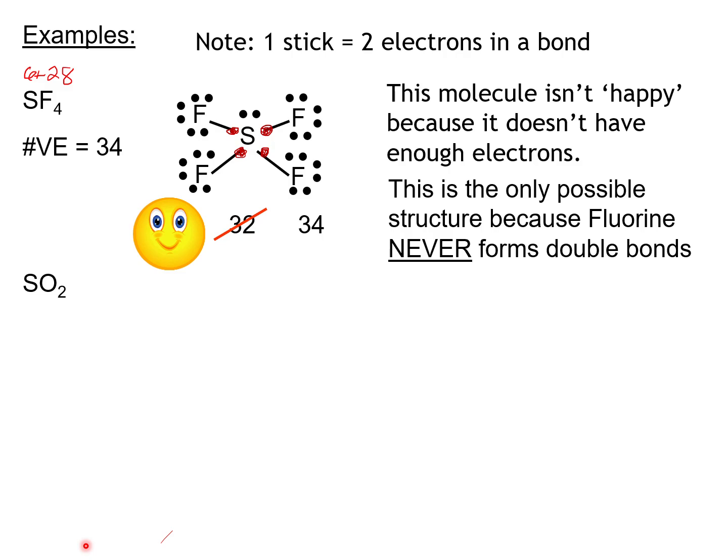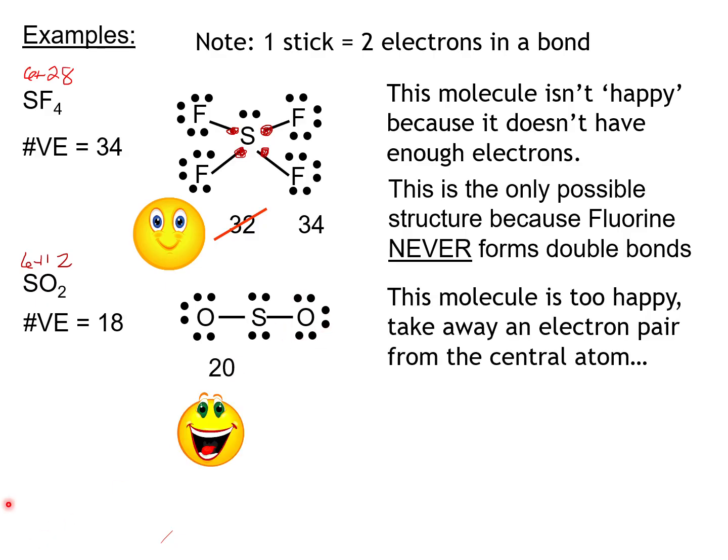So SO2. First step, we have to add up the electrons. We got 6 from the sulfur plus 12 from the 2 oxygens. That means we have a total of 18. So we're going to put sulfur in the middle, attach the oxygens, satisfy the octet. We're going to make sure everybody has 8 electrons around them. So now we're going to count. We got 2, 4, 6, 8, 10, 12, 14, 16, 18, 20.